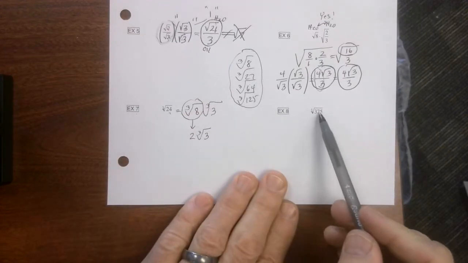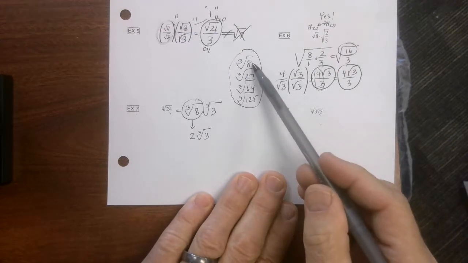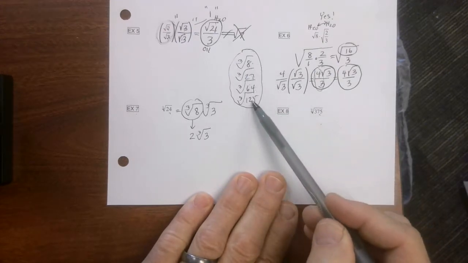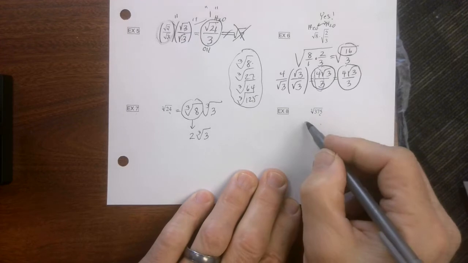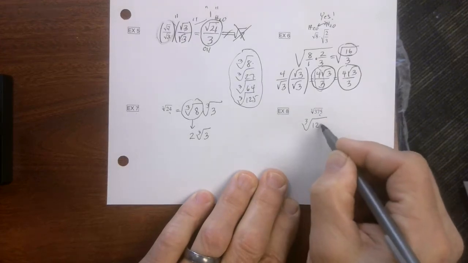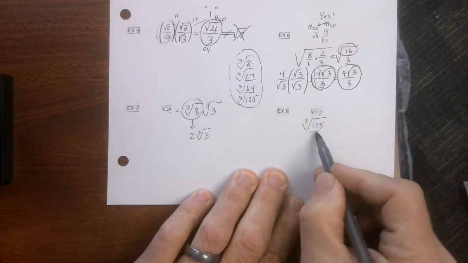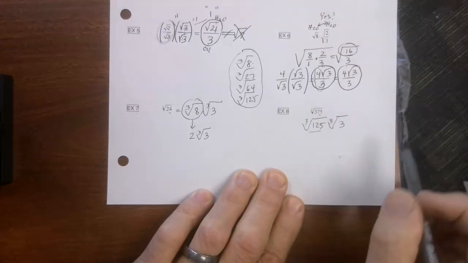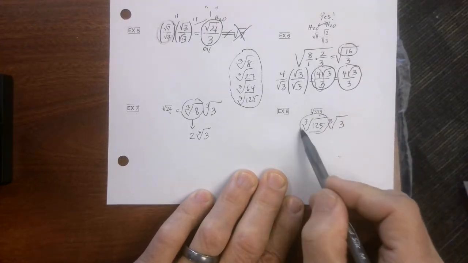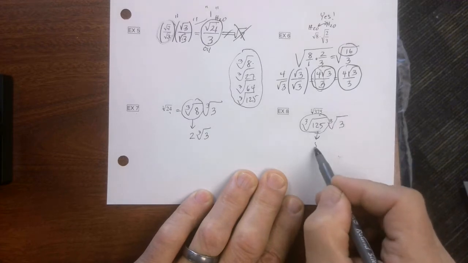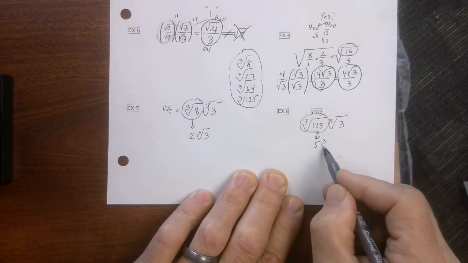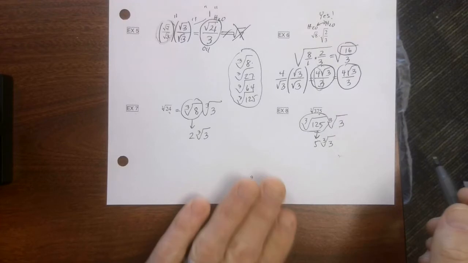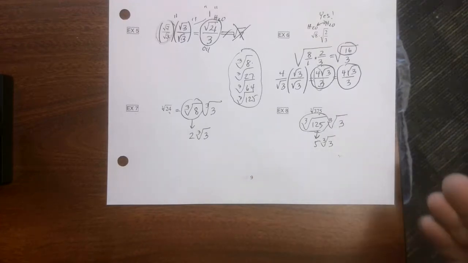Now we got the cubic root of 375. We go down the list. Nope, nope, nope. Ding, ding, ding. So that's going to turn into 125. Get into the habit of writing the perfect cubic one first, and that'd be 3 times. What's the cubic root of 125? Well, that's 5. And then I get cubic root of 3. So there you go. We're warming up.